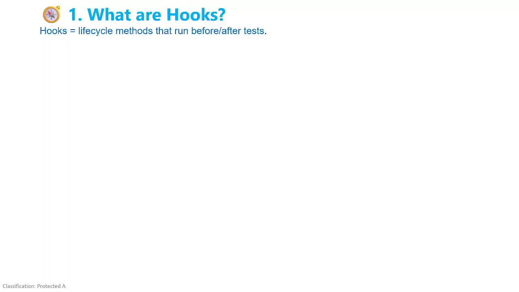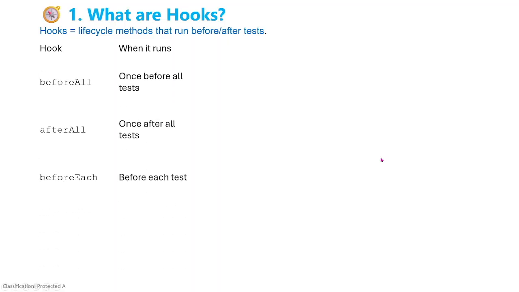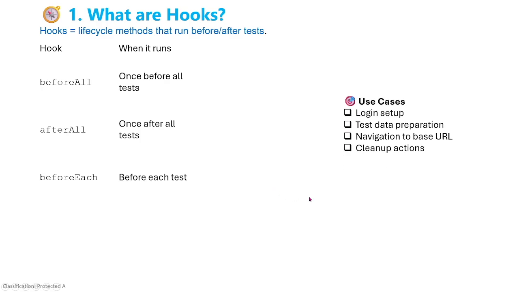What are hooks? Hooks are lifecycle methods that run before or after tests. Here is the hook, and here is when it runs. Before all: once before all tests. After all: once after all tests. Before each: before each test. Use cases: login setup, test data preparation, navigation to base URL, cleanup actions.